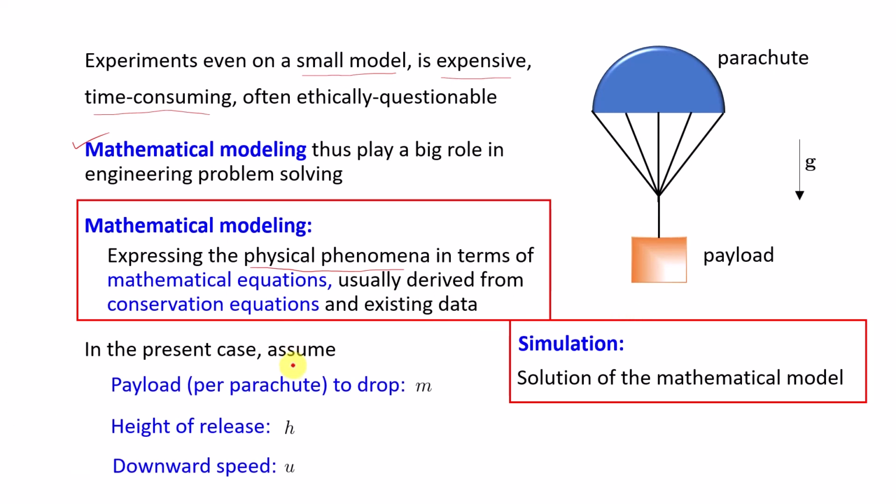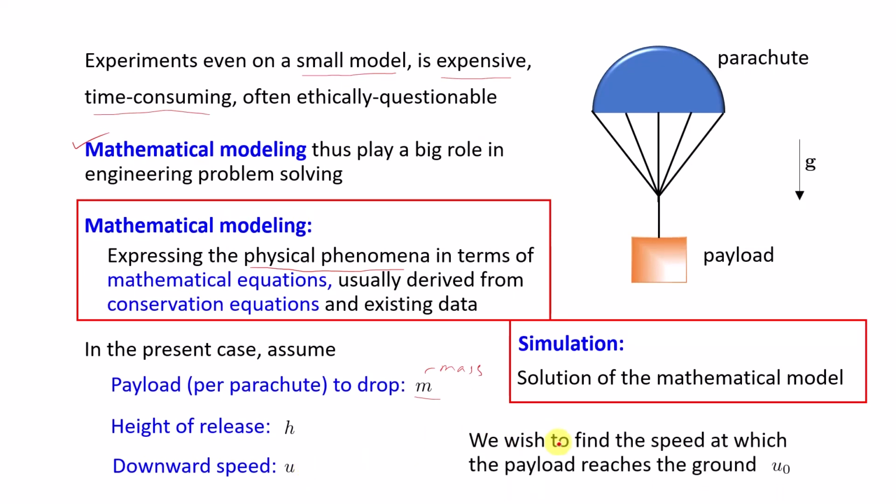So let us say that in this present case, one parachute will drop a mass of m. That is my mass of payload. It will be released from a height h, and the downward speed of the payload, which of course will change in time, is u. We are interested to find the speed at which the payload reaches the ground and symbolize that as u naught.